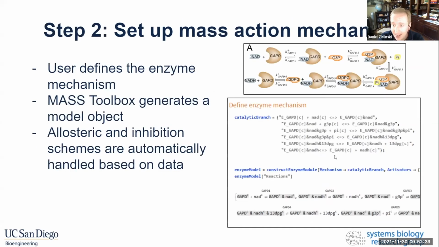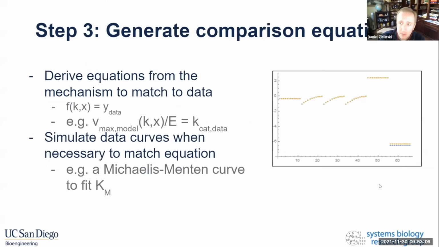Then we define our mechanism. So we might have a catalytic mechanism for GAPD that looks something like this. Just one substrate binds, the other substrate binds, it reacts, and then releases the products. And we create the same mechanism in Mathematica and build an enzyme mechanism out of this. And we can account for allosteric inhibition schemes, and we create a mass toolbox model object now because we're in Mathematica. Now the key part here is we generate comparison equations from this model.